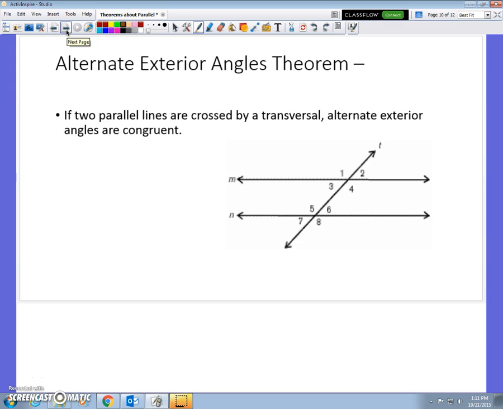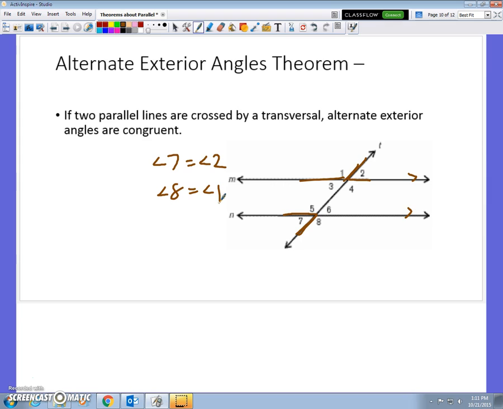Alternate exterior angles theorem. Once again, we have exterior on the outside, and don't forget these are parallel. It says that if parallel lines are crossed by a transversal, then the alternate exterior angles are also congruent. So I would know that angle 7 and angle 2 are equal. And this only goes for if these lines are both parallel. Angle 8 and angle 1 are equal.